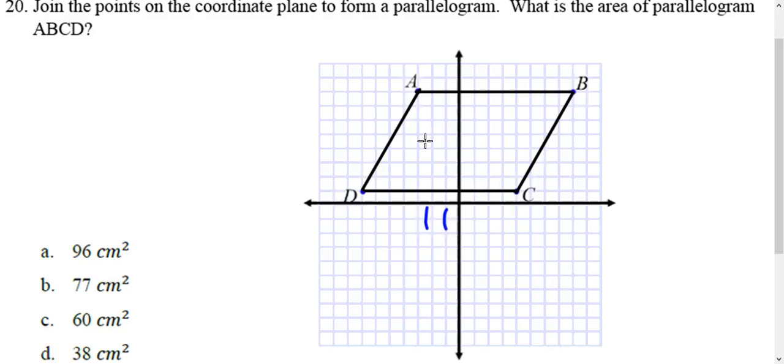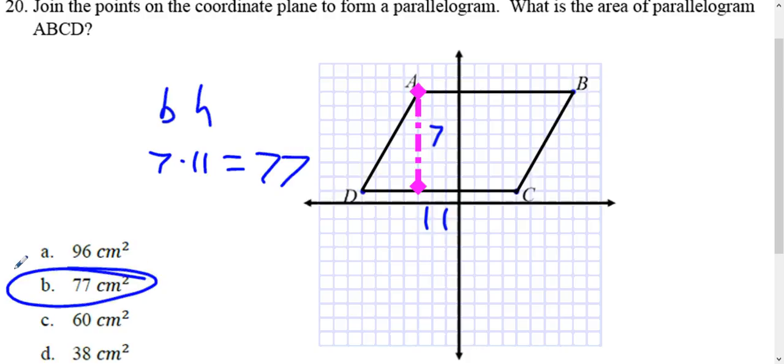And the height just needs to go perpendicular. So I would measure straight up right there to get the height, which has a height of 7. So the base is 11, the height is 7, base times height, 77 is the area.